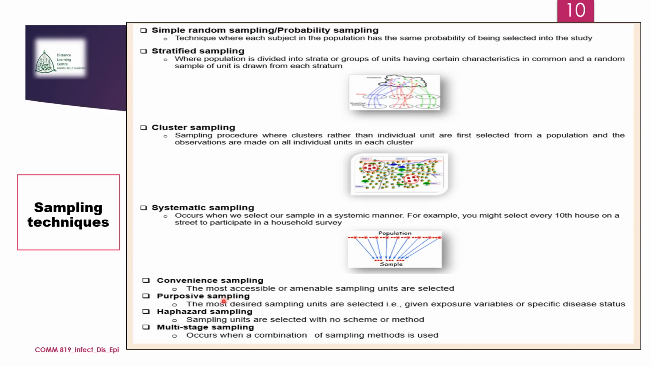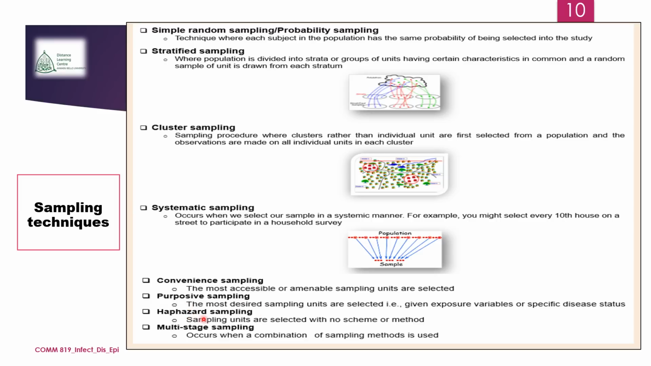Then another form of sampling, we have convenience sampling. Here the most accessible or amenable sampling units are selected. Okay, based on convenience, because in some studies not everybody will want to partake or cooperate. So you, the investigator, may want to go to a place where it will be more convenient for you to sample people. Okay, so that is convenience sampling, but it's a weak form of sampling.